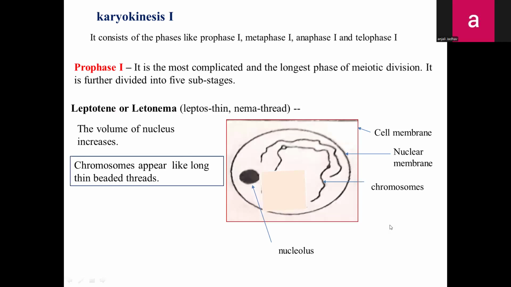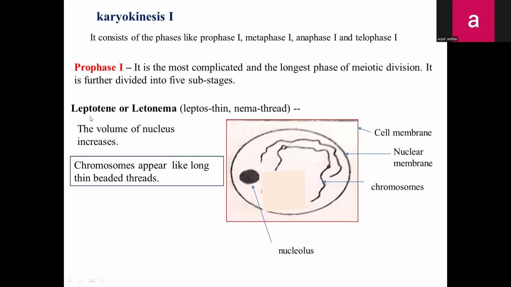Meiosis 1 is again divided into karyokinesis 1 and cytokinesis 1. Karyokinesis matlab division of nucleus. So, it consists of phases like prophase 1, metaphase 1, anaphase 1, and telophase 1. Now, about the prophase 1. It is the most complicated and the longest phase of meiotic division. It is further divided into 5 substages.